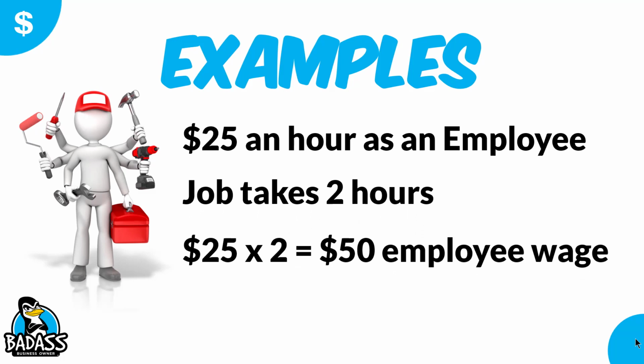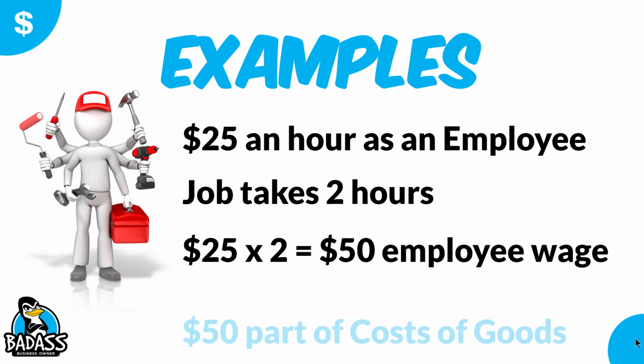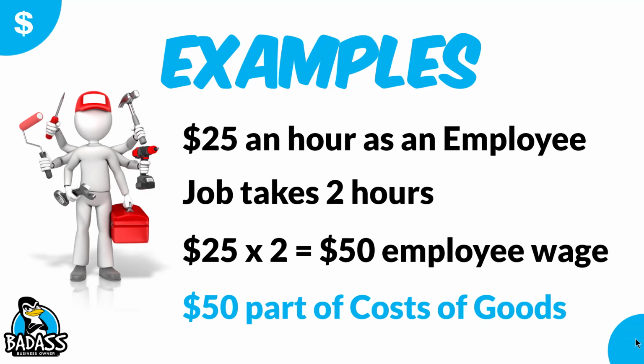That means you're going to have an employee wage coming out of this job or this bid that you're doing for $50, because you're going to be on the job for 2 hours. And as an employee, $50 needs to be booked into this for the employee side of the business. And that means that $50 is technically a cost of goods, because the service is where it gets absorbed under your cost of goods.